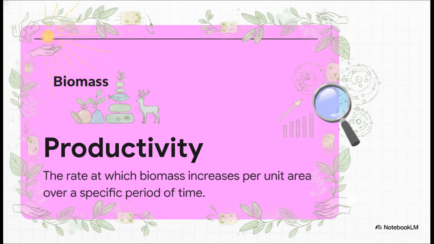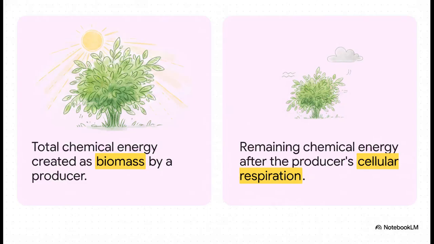First, biomass. This is quite simply the total mass of the plants or animals in a particular place. Just think of a massive forest you love to hike in. That is just a huge physical accumulation of biomass. Productivity, then, is the rate at which that biomass increases per unit area over time. So when we talk about primary productivity, we're really talking about the generation of this biomass by producers, like plants capturing the sun's energy.